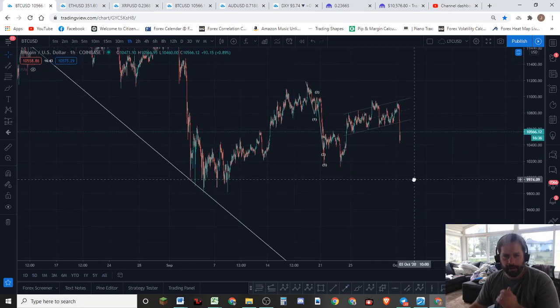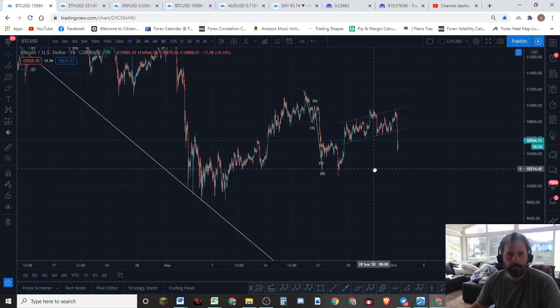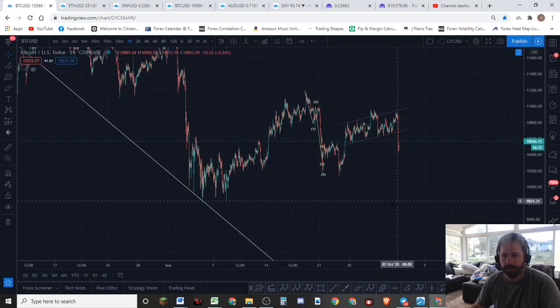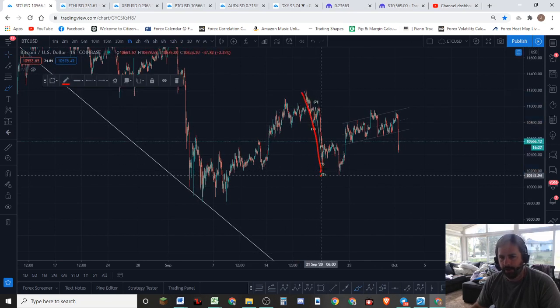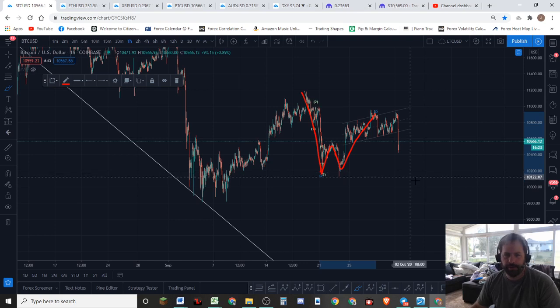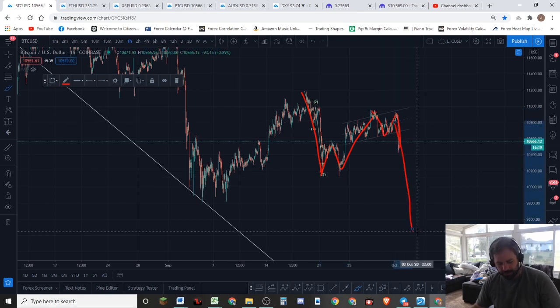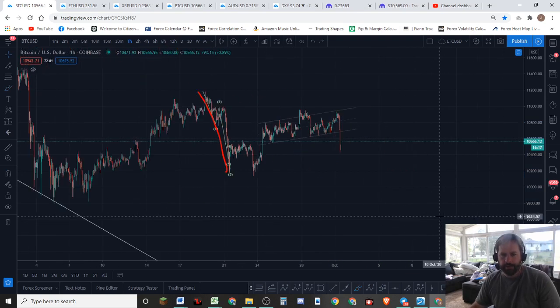Okay, all right. So right here's the hourly chart on Bitcoin. What I do know here is I've got this 5-wave move here. I believe this is a 3-wave move here. Now, here's the tricky part. Is this a 3-wave move or just the beginning of something larger? Okay, so that's the big question mark.